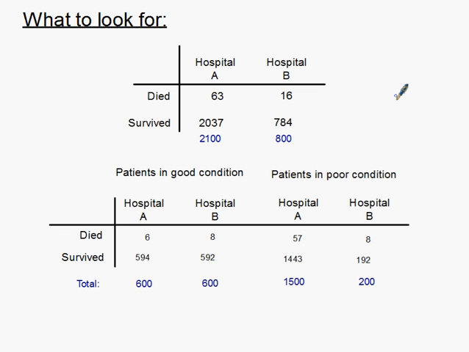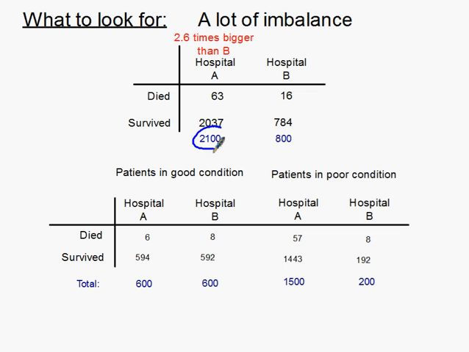So what do we look for with Simpson's paradox? Because it doesn't always happen. It only happens sometimes. We look for a lot of imbalance. If you notice, the number of patients in hospital A is 2.6 times bigger than hospital B. A lot of imbalance. Hospital A is just a much bigger hospital.